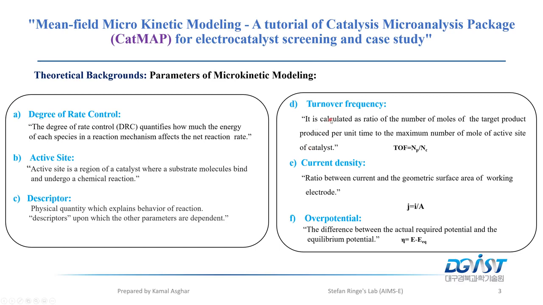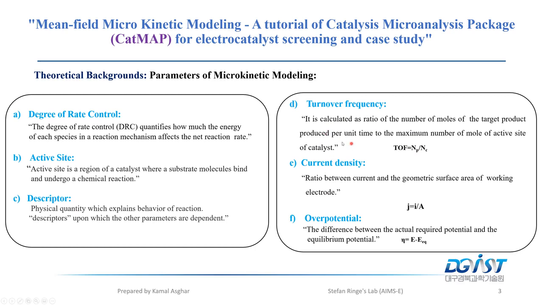And turnover frequency is generally used in CO2 reduction reactions and other catalysis, electrocatalysis, water electrolysis. This research area covers turnover frequency, current density, or potentials. So these are electrochemistry terminologies. Turnover frequency is calculated as the ratio of the number of moles of target product produced per unit time to the maximum number of moles of active catalyst. So how many moles of products are produced based on the given number of moles of catalyst, that is turnover frequency. If turnover frequency is higher, then it's better for our system.